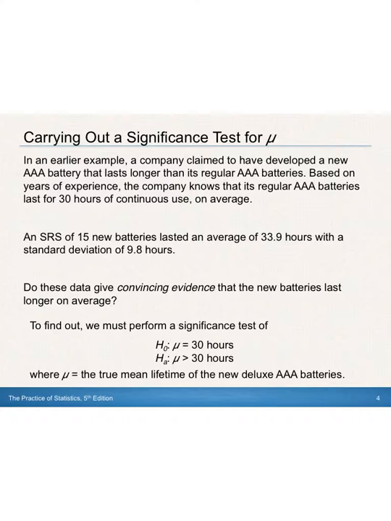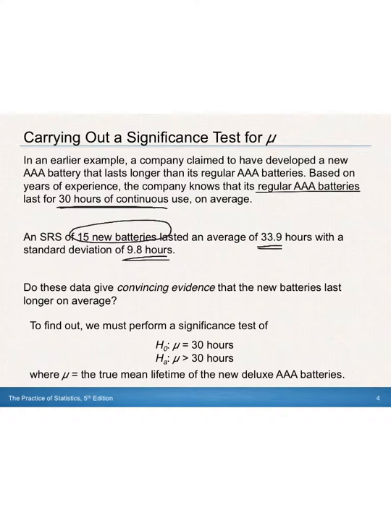In an earlier example, we looked at a company that had created some new AAA batteries, and they thought they lasted longer than their regular ones. So they knew that their regular batteries lasted for about 30 hours of continuous use on average. And they took an SRS of 15 new batteries, and those lasted an average of 33.9 with a standard deviation of 9.8.